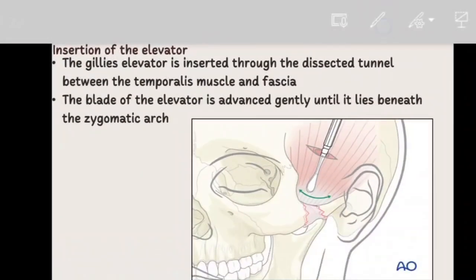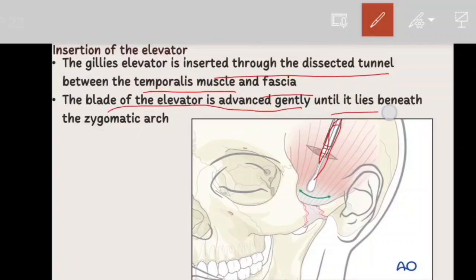So the insertion of the elevator. A Gillies elevator is inserted through the dissected channel between the temporalis muscle and the fascia. You see this one is the Gillies elevator, which is inserted through the dissected canal. The blade of the elevator is advanced gently until it lies beneath the zygomatic arch. You see this one is the zygomatic arch.